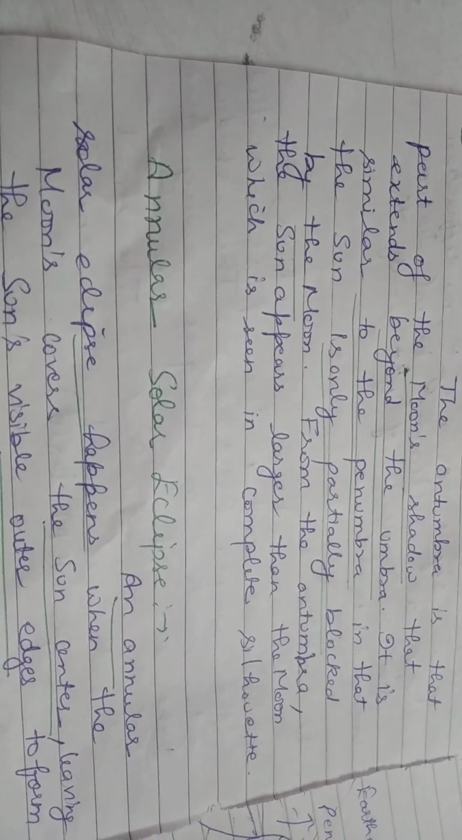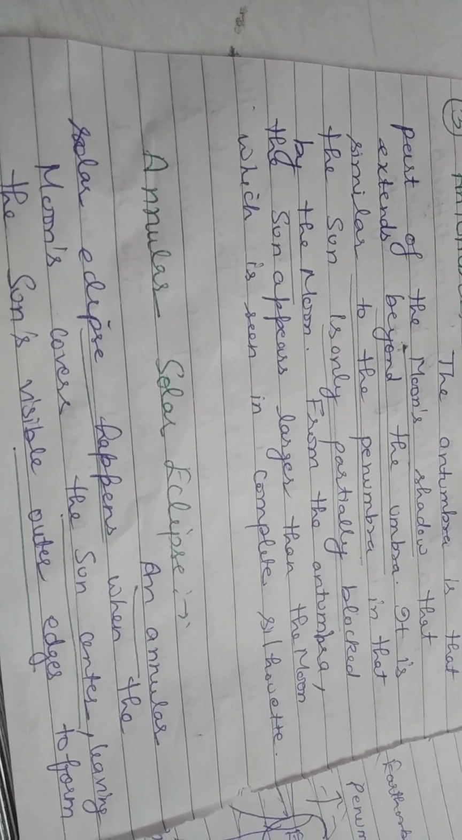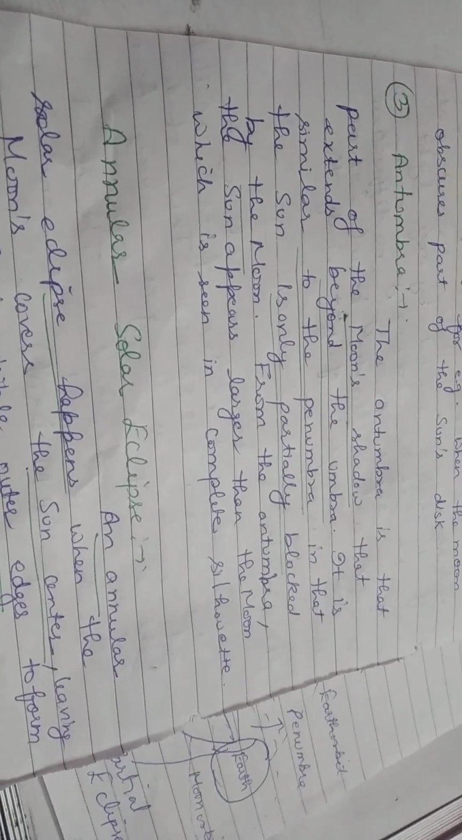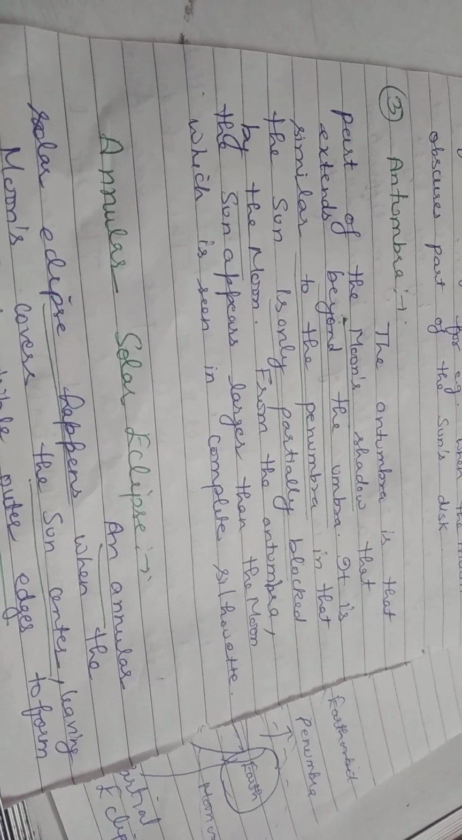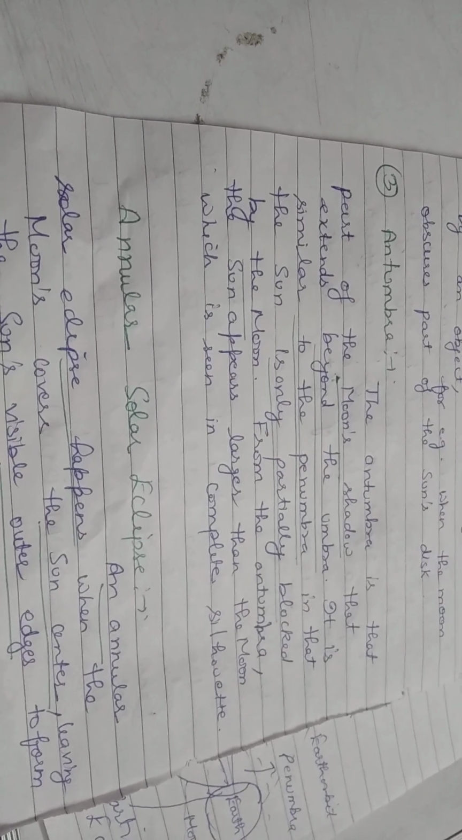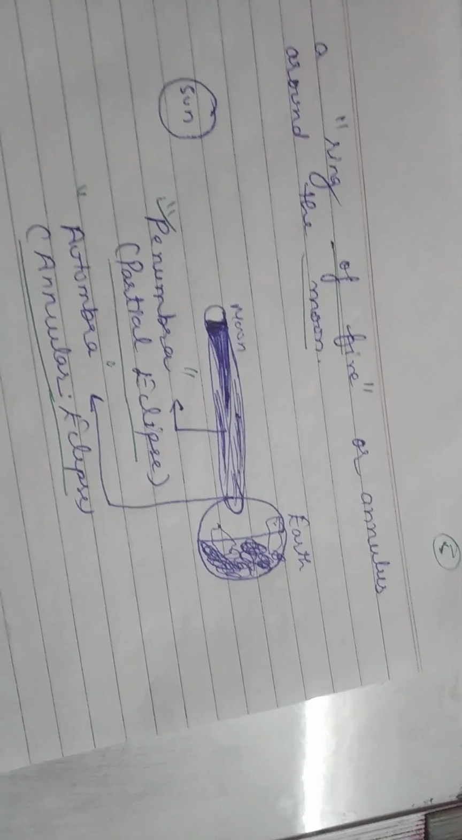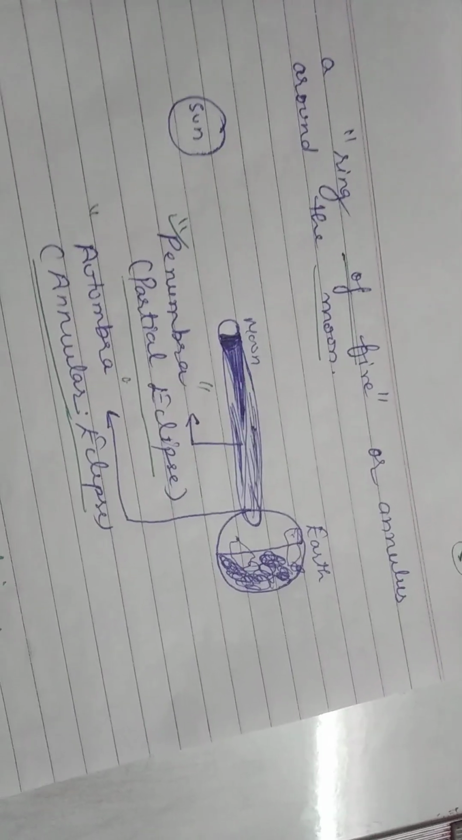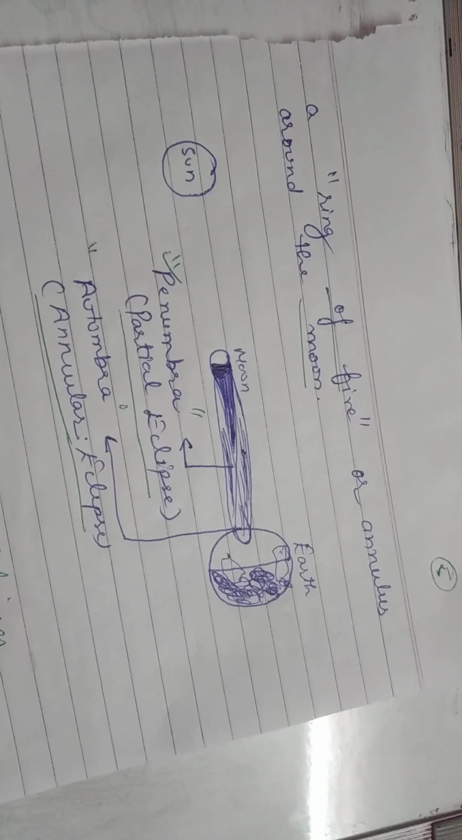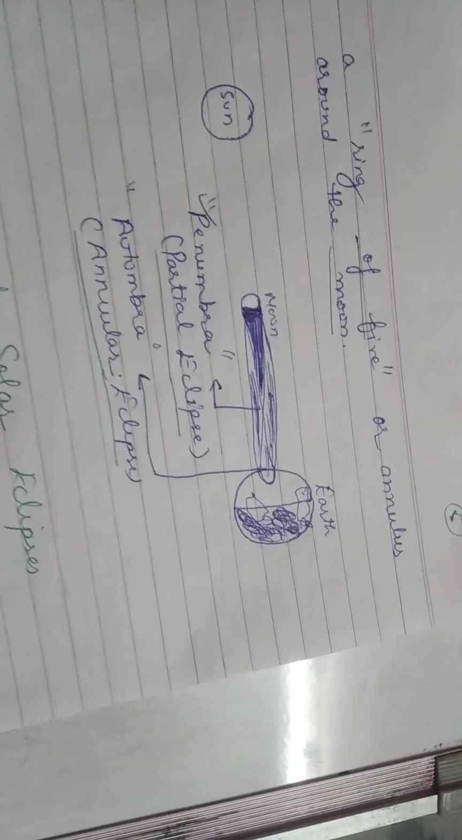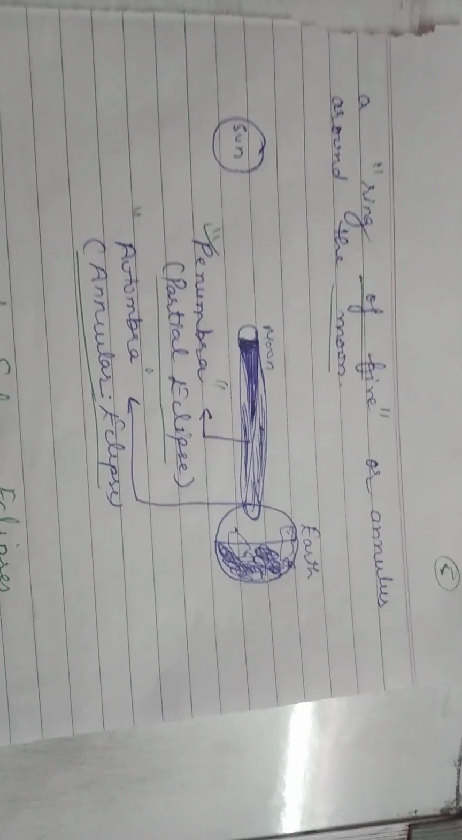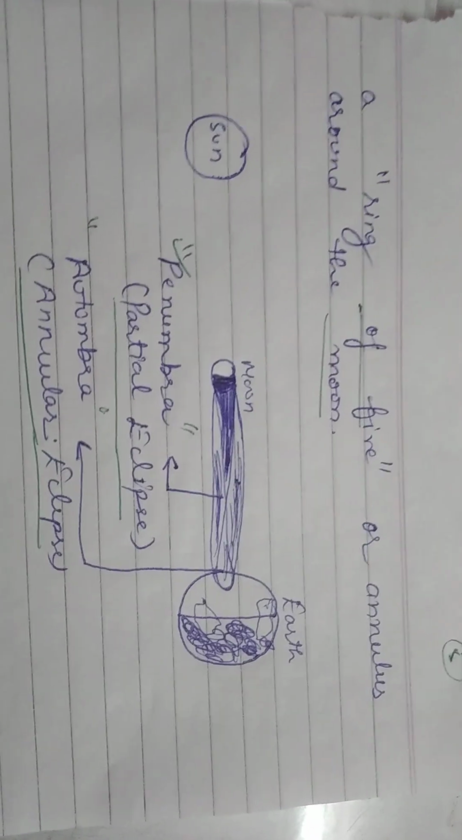Okay, so annular solar eclipse. An annular solar eclipse happens when the moon covers the sun's center, leaving the sun's visible outer edges to form a ring of fire or annulus around the moon. It means it covers the sun's center, and only the outer edges of the sun are visible in an annular solar eclipse.